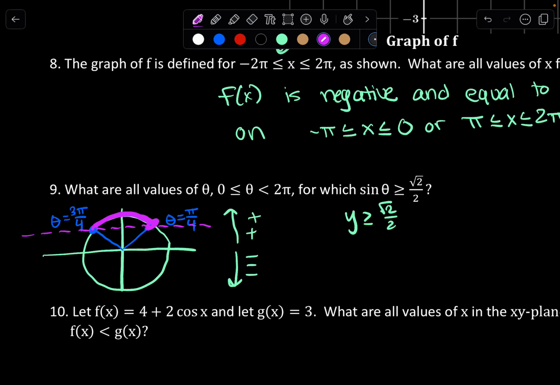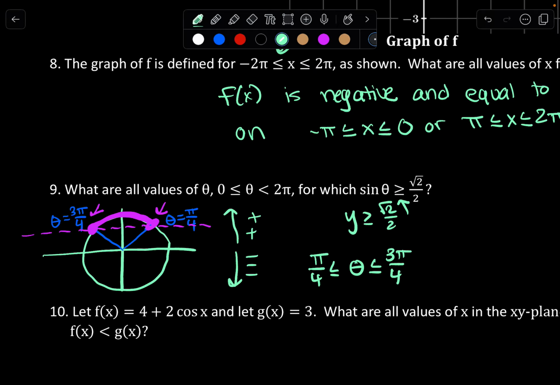Okay, so all of my thetas, or the thetas that will satisfy this inequality, will be from pi over 4 to 3 pi over 4. Because once we continue around the unit circle past 3 pi over 4, our y outputs become less than root 2 over 2. So the interval for this one will be pi over 4 is less than or equal to theta, which is less than or equal to 3 pi over 4. And I'm including them because it wants the interval for which it's greater than or equal to.